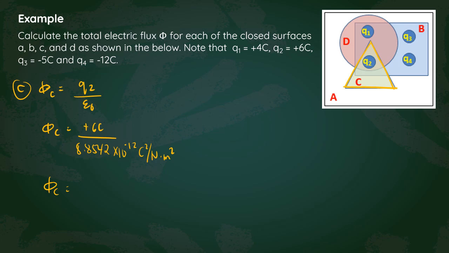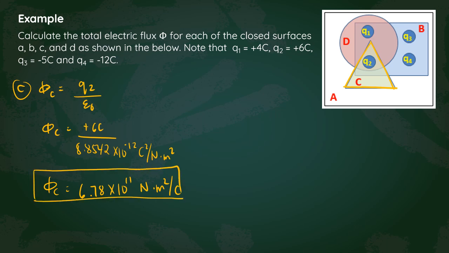So that gives us an answer of 6.78 times 10 raised to 11 Newton meters squared per coulomb as your electric flux.